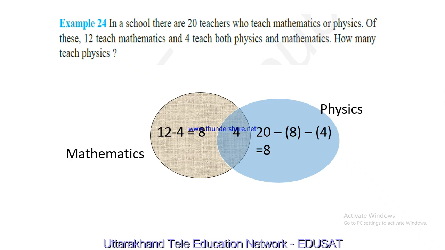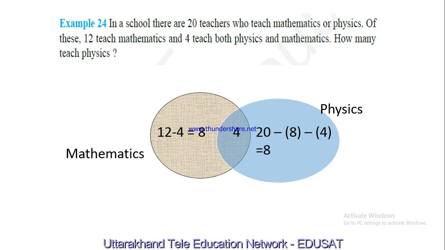However, how many can teach mathematics? You have to take into account the full circle, which will include the pure gray part on the left and the overlap area in the middle. So this is the total number. The whole circle is the total number of teachers who can teach mathematics. 4 can teach both the subjects, and the remaining 8 can teach mathematics and they cannot teach anything else. They can only teach mathematics, while 4 can teach both mathematics and physics.